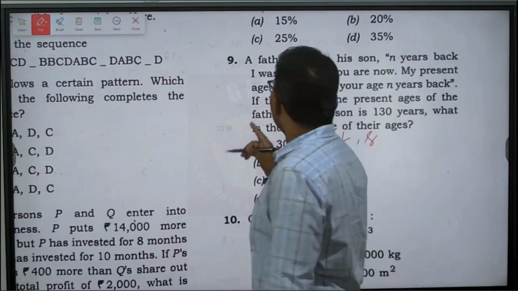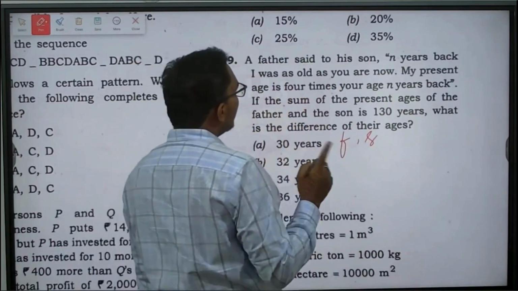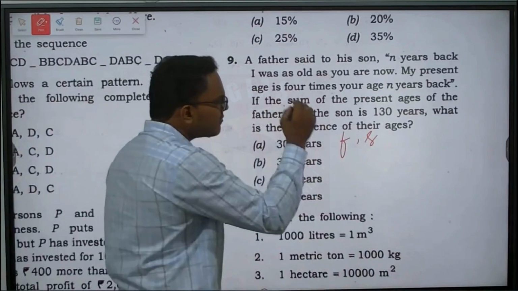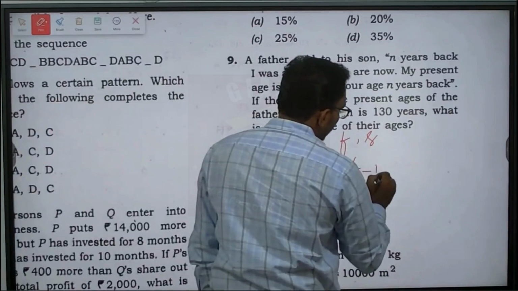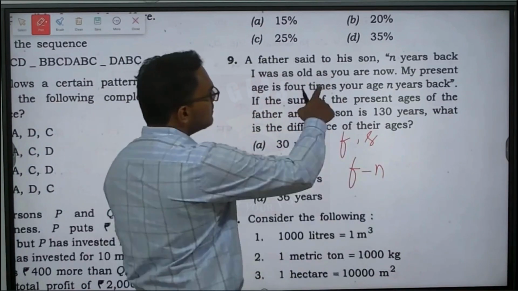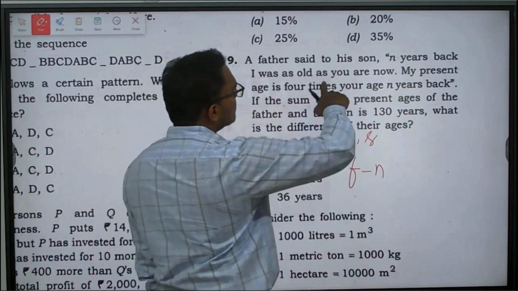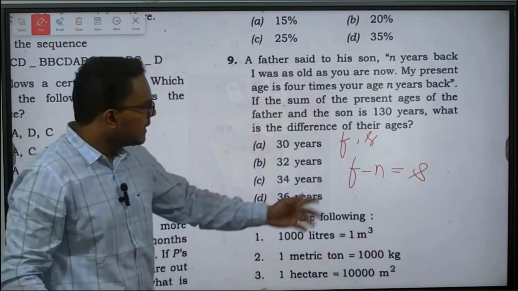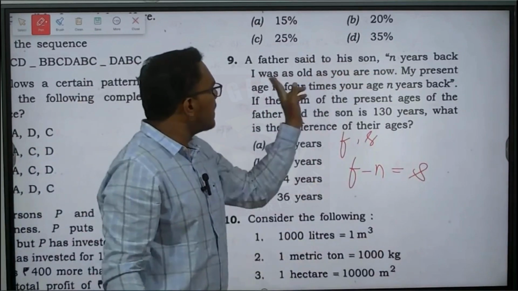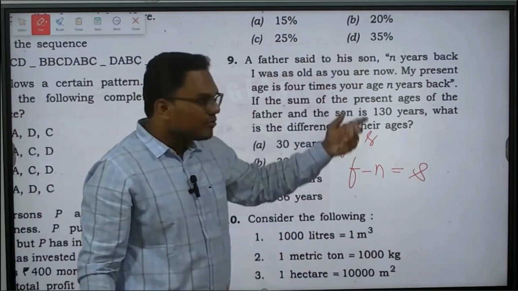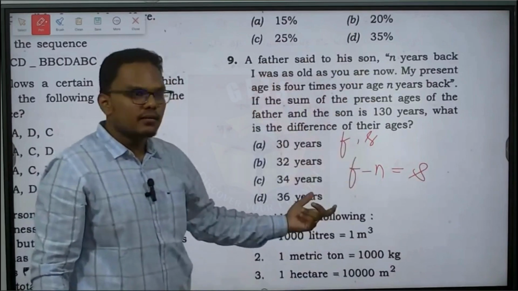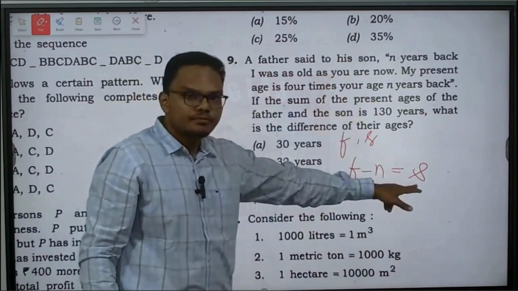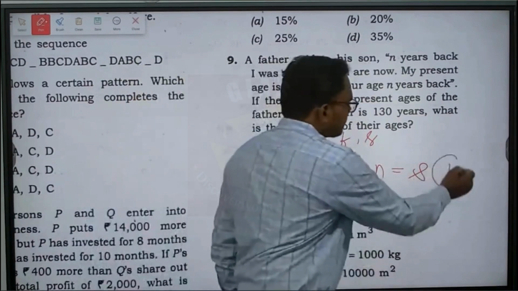Okay, so now what is it? A father has told his son, n years back, I was as old as you are now. So n years back, what is the age of the father? f minus n is as old as you are now. What is the age of the son now? Small s. You understand? So the father's age n years before was f minus n, and the present age of the son is s. So this is the first equation.